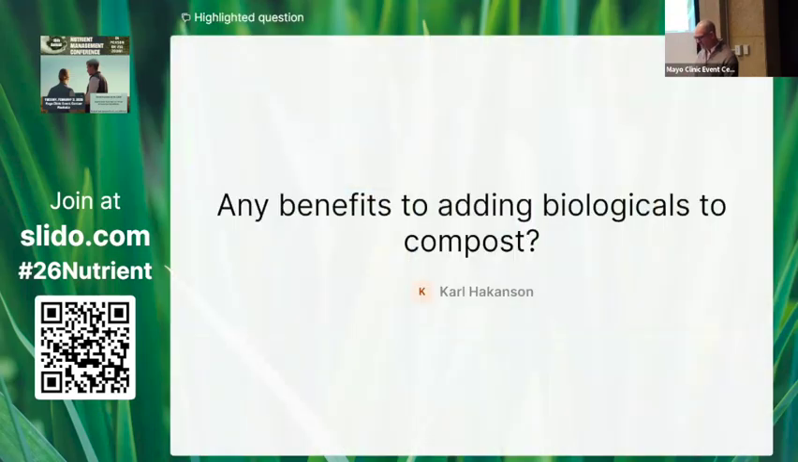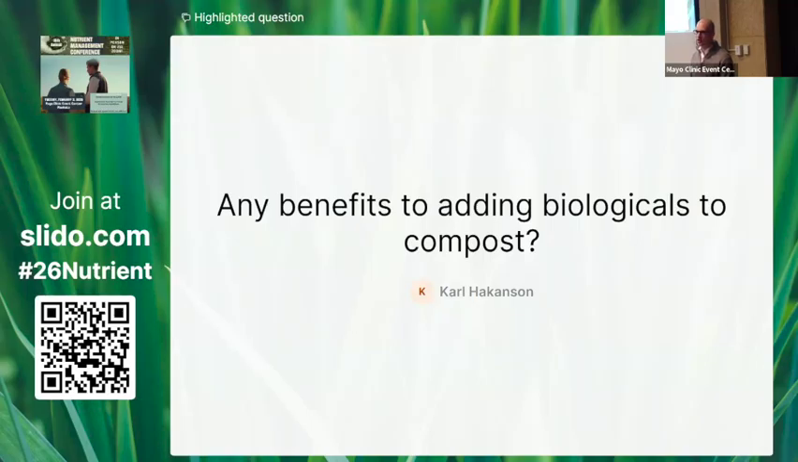So, any benefits to adding biologicals to compost? I don't think so, because the compost is actually producing your biologicals. The compost is going to have all those hard-to-break, and easily broken, compounds already broken down by the microbial community. And there's also going to be a microbial community in that compost, assuming that was done properly. So it's all going to be beneficial microorganisms in there. And then the fulvic and humic acid is all going to be produced as well. So there's really not much benefit from adding any biologicals to compost.